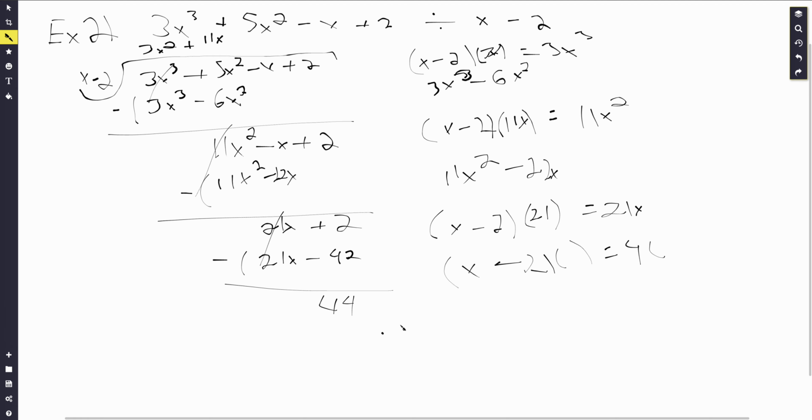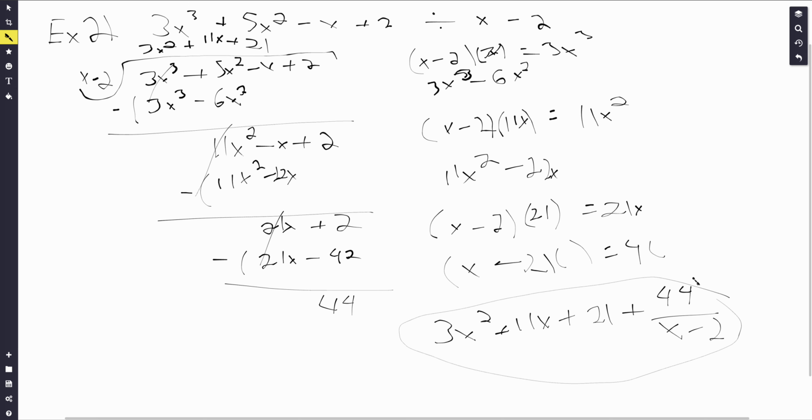So how would we write this as our final answer? Oh, I forgot to add the plus 21 right here. Don't forget that. But how we'd write this is basically 3x squared plus 11x plus 21 plus, and then we have the remainder on the top, 44, divided by the x minus 2, whatever we have in the denominator term. So that would be our final answer. That is how you guys have to write this.